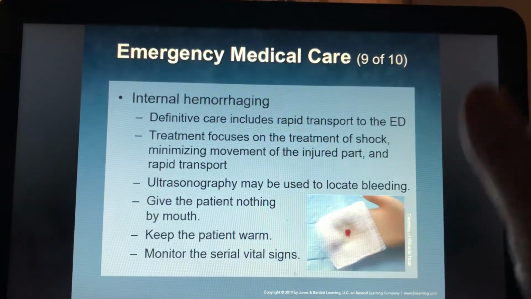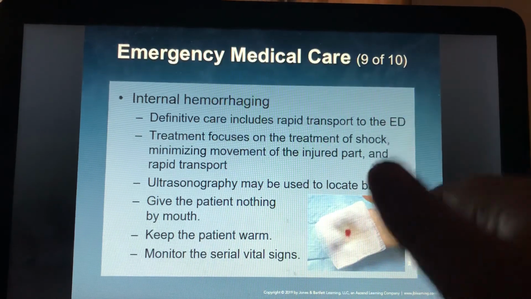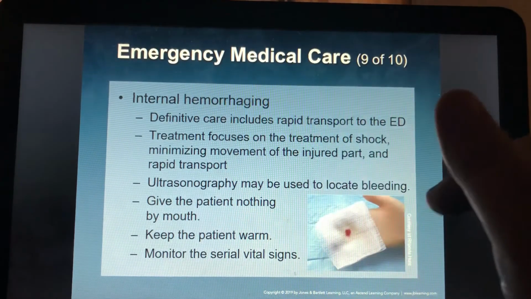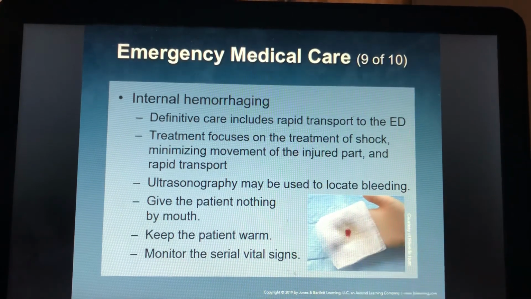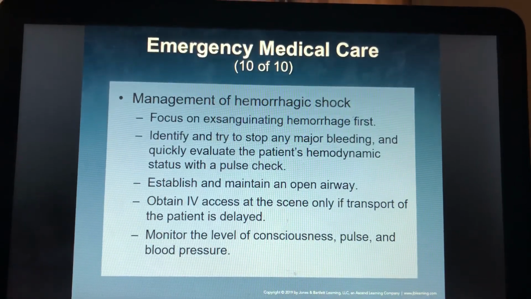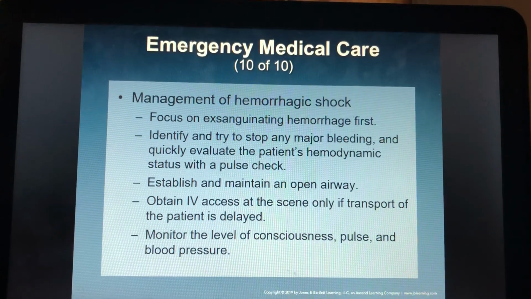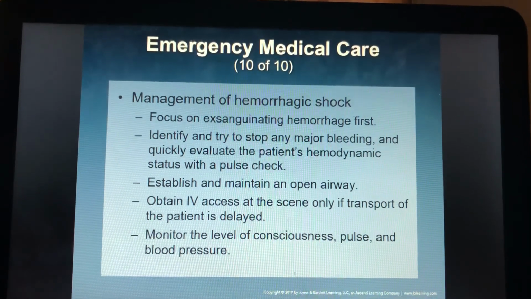For internal hemorrhage, you're still working on trying to treat for shock. Obviously, the bleeding needs to be found, especially if you can't figure out where it's coming from. Nothing by mouth. Keep the patient warm and keep doing your vitals every 5 minutes. Exsanguination is also known as completely bleeding out. There's no more blood, or not enough blood, to be pumped around by the heart anymore. So you want to stop that if you can help it.